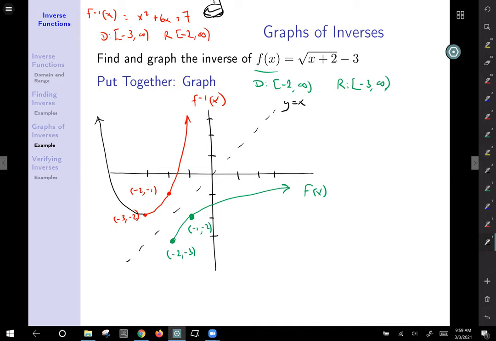Because you cannot reverse this thing, this red function is no longer one to one, so it doesn't have a reverse. So it's important to restrict your domains and ranges if you're reversing some functions. That's a bit of a tricky thing, but let me know if you have any questions. Okay, that's it as one big example of graphing inverses. To finish this up, we'll talk about how to verify whether a function is an inverse of another function.